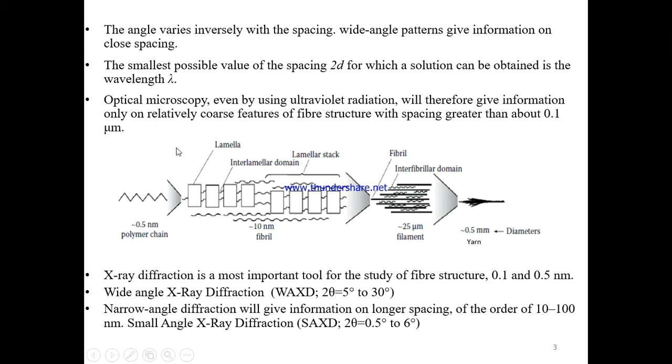Now, if you look at the dimensions of the various physical parameters of the fiber, as I have already discussed in my previous classes, the diameter of a yarn is around 0.5 millimeter.